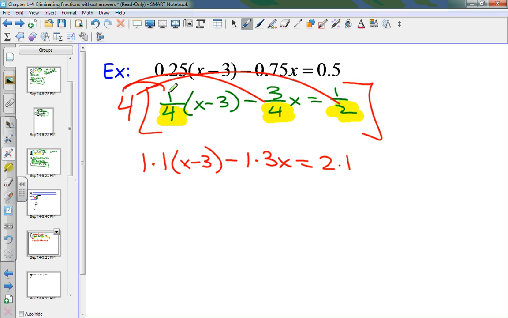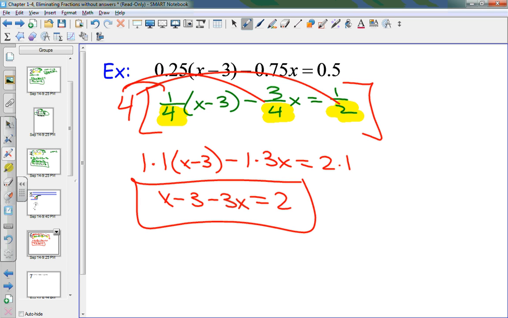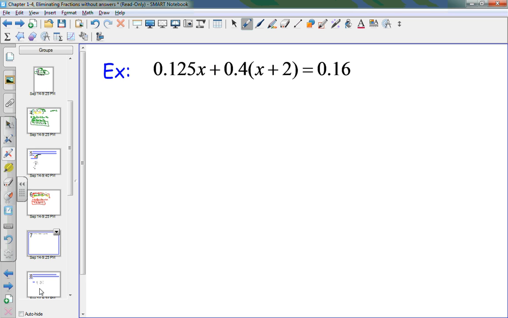Now, this 1 times 1, is that going to make any difference there? No. Drop the parentheses. 1 times 3, minus 3x is equal to 2. I'm done. Could we solve that? Yes. Is that our goal today? No. Do we all understand that? Moving right along. Okay, what about this one?